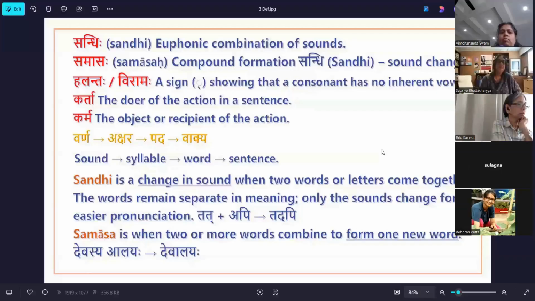And vibhaktis, these are the central things in Sanskrit. The whole formation of noun is dependent on vibhaktis. So it is very, very important. Today's discussion also is very important.